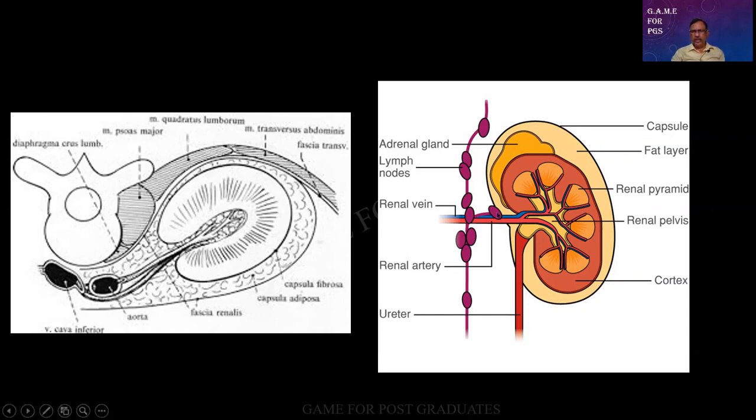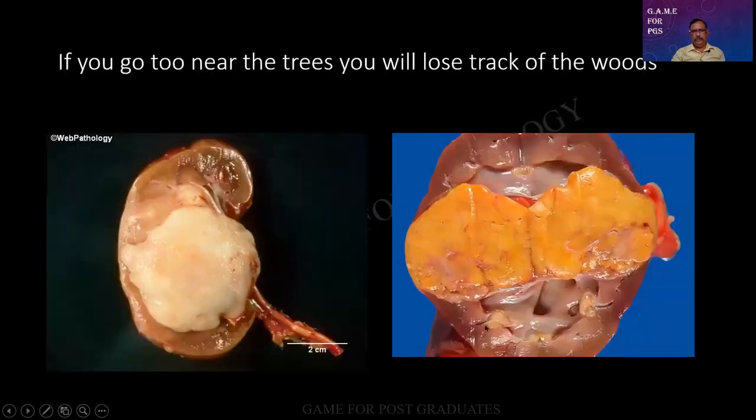And always look at the chain of the lymph nodes. Around the renal vein itself, there can be the lymph node, and then it goes. There are the various groups of nodes which I had mentioned. And the structures you people will have to identify. The renal artery, the renal vein, ureter. If you go too near the trees, you will lose track of the woods. So have an aerial view or a distant view. You will be able to make a diagnosis.